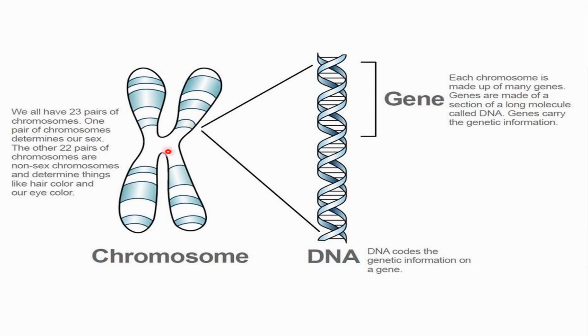Again, I'm just showing you so that you can understand. This is a diagram for a chromosome, and from chromosomes we get DNA. A lot of DNA forms the chromosome, and a part of this DNA we call a gene. Each chromosome is made up of many genes. Genes are made up of sections of the long molecule called DNA. Genes carry the genetic information. So the gene is the main carrier of the genetic information.